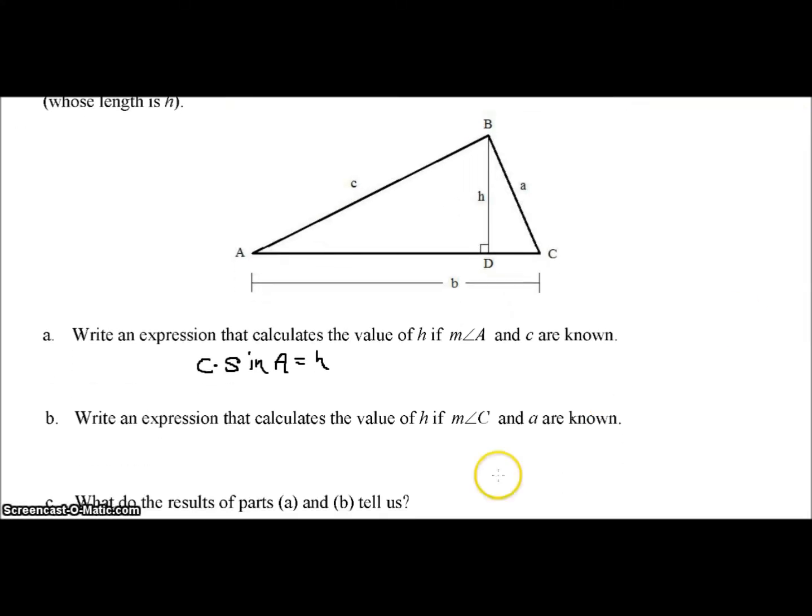Write an expression that calculates the value of h if the measure of angle C and the length of a are known. Well, same sort of thing. The sine of angle C will equal h over a, or we can just write h equals a times sine of C.